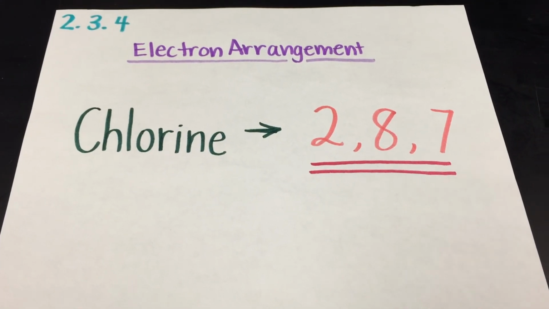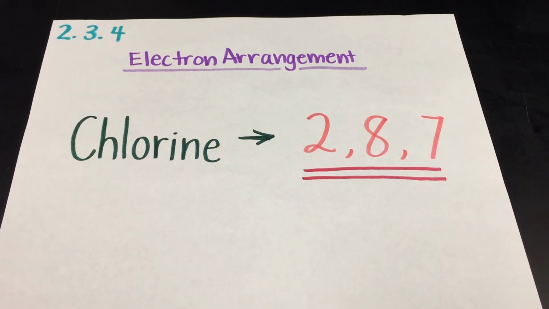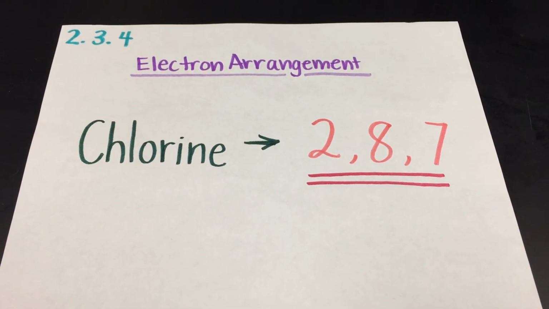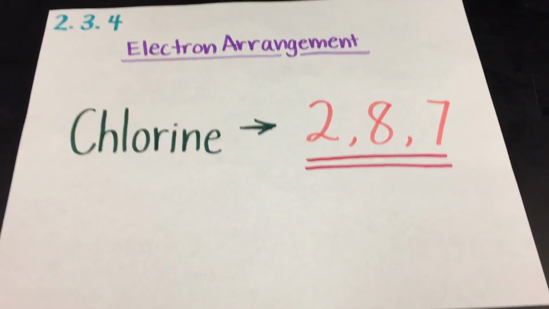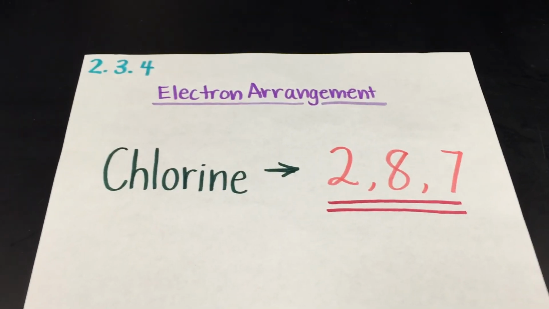Electron arrangement for chlorine is 2, 8, 7. Each number shows how many valence electrons are in each orbital. There are 3 numbers meaning there are 3 energy levels.